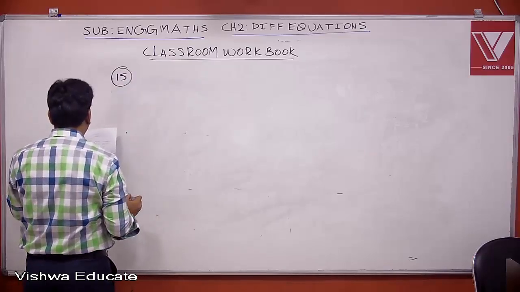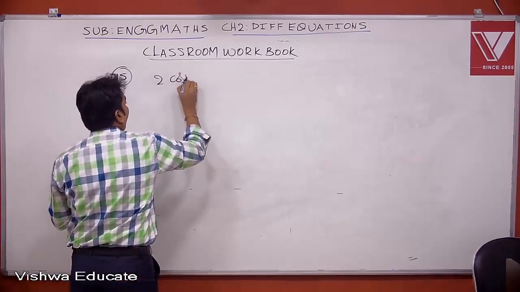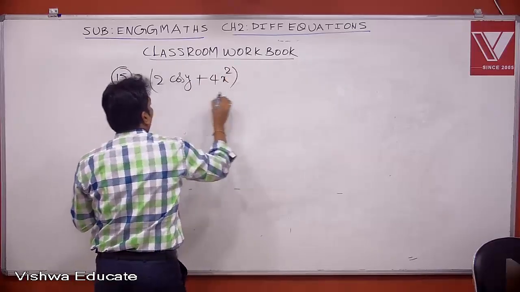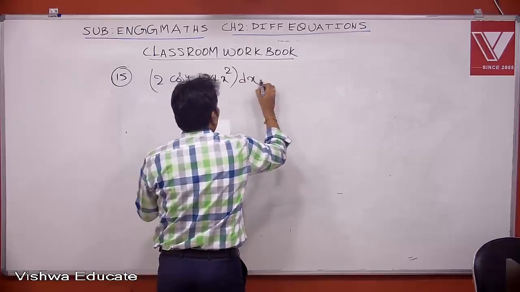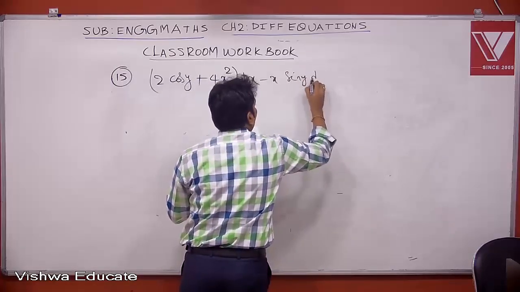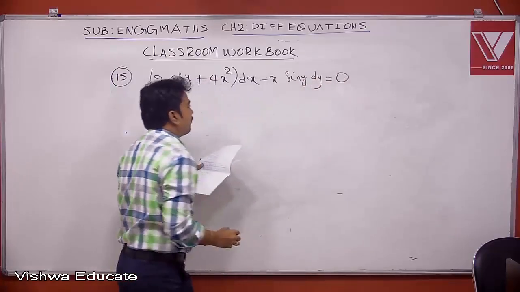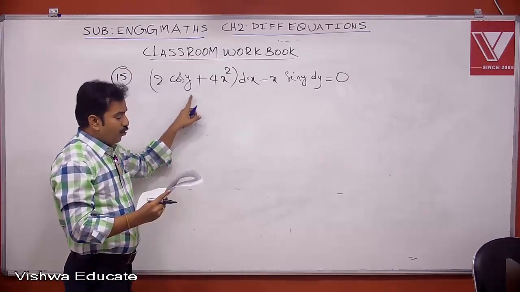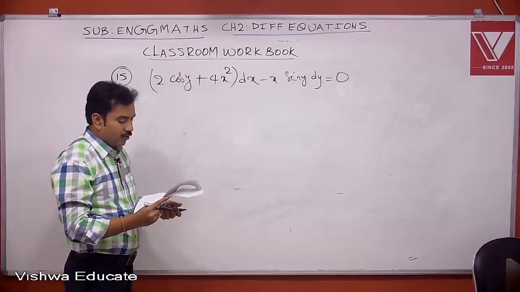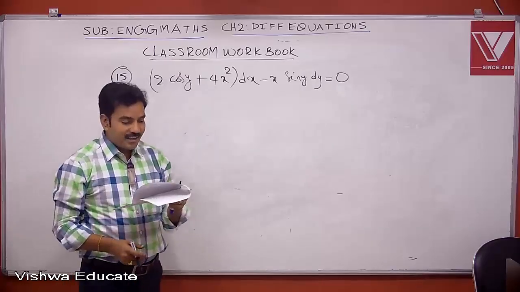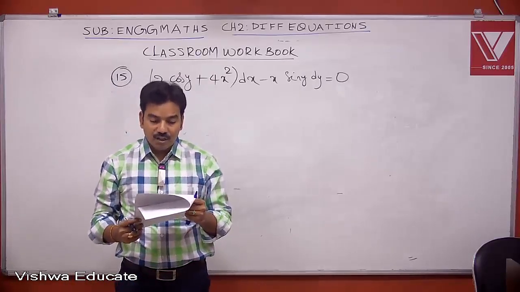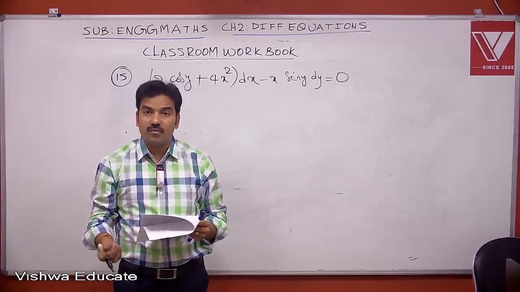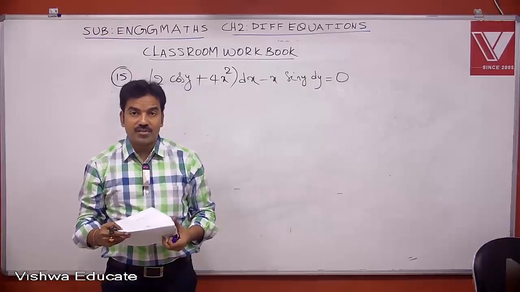They ask the integrating factor of (2 cos y + 4x²) dx minus x sin y dy equal to 0. So they are asking the integrating factor of this equation, (2 cos y + 4x²) dx minus x sin y dy equal to 0. You can see the first option is minus x, the next one is x², minus x². All options are in terms of x. Definitely it belongs to case 3.